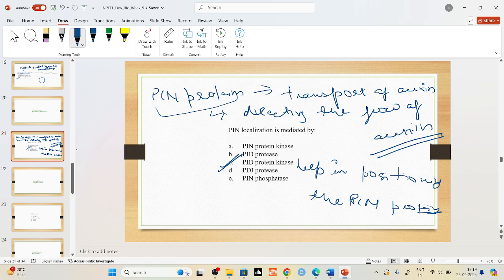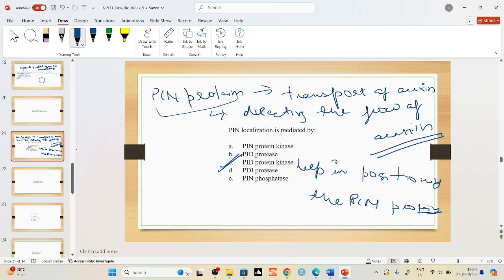Now, why do you think this polarity has to be maintained? This polarity has to be maintained because it allows for the directional transport of auxins, which is essential in establishing gradients that guide growth and development. So, this is an important point to know: PIN localization is mediated by PID protein kinase, and PIN localization is often polar, which means that they are concentrated on one side of the cells, and this polarity allows for the directional transport of auxin, which is essential for establishing gradients that guide growth and development. So I think this is clear to you.